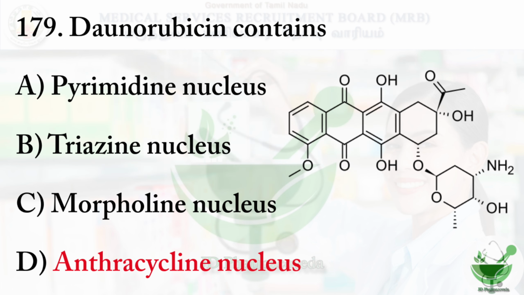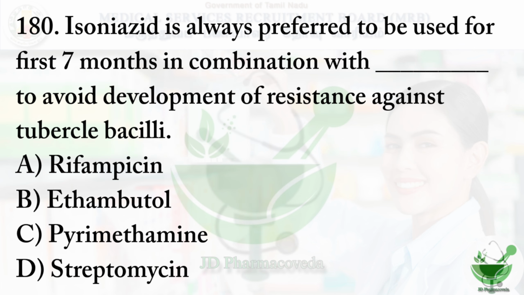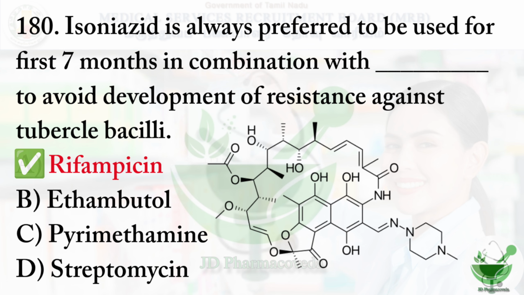Then question number 180. Isoniazid is always preferred to be used for the first 7 months in combination with dash to avoid development of resistance against tubercle bacilli. The options are option A rifampicin, option B ethambutol, option C pyrimethamine, option D streptomycin. So the right option is option A, rifampicin.